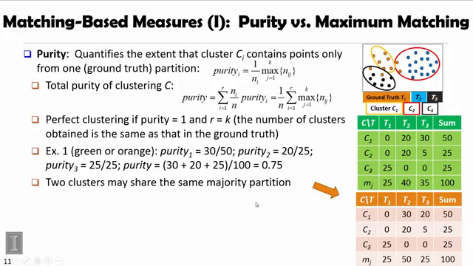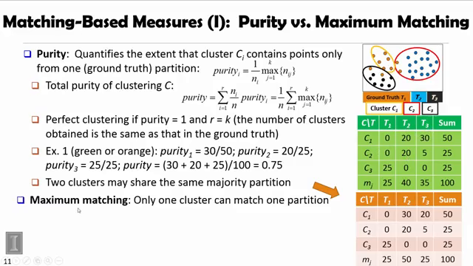But you may find one undesirable thing for this orange table. Please see that ground truth T2, totaling 50 points, was partitioned into two clusters, C1 and C2. That means both C1 and C2 would say they belong to ground truth T2. But on the green table, it is different, because C1 pairs more with T3 and C2 pairs more with T2. So that motivates people to propose maximum matching.